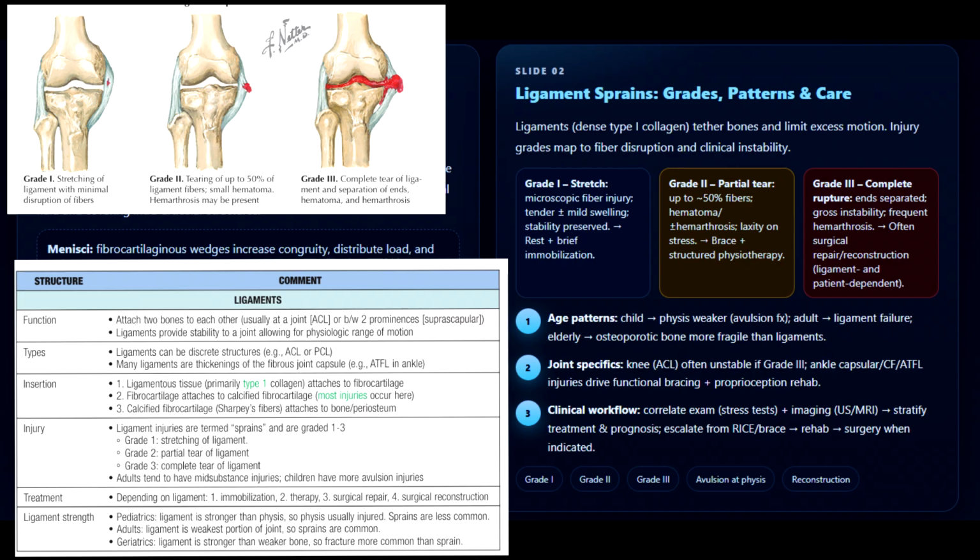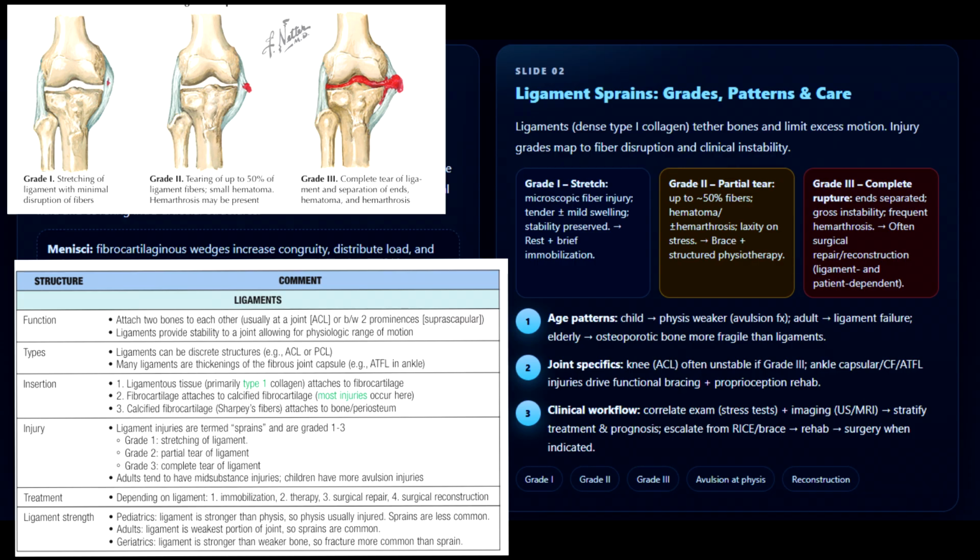Now, let us turn to the lower sequence of images showing the degrees of ligament sprain. Ligaments, as you know, are dense bands of type 1 collagen that tether bones to one another, either directly or via capsular thickenings. Their job is to limit excessive motion while still allowing the physiologic range required for function, but like all biological tissues, they can fail.